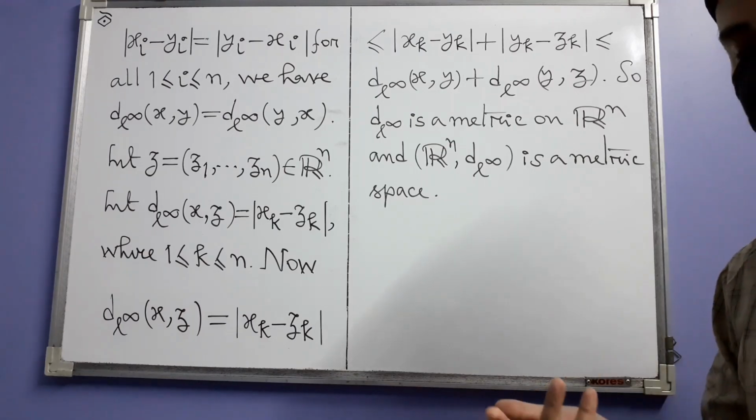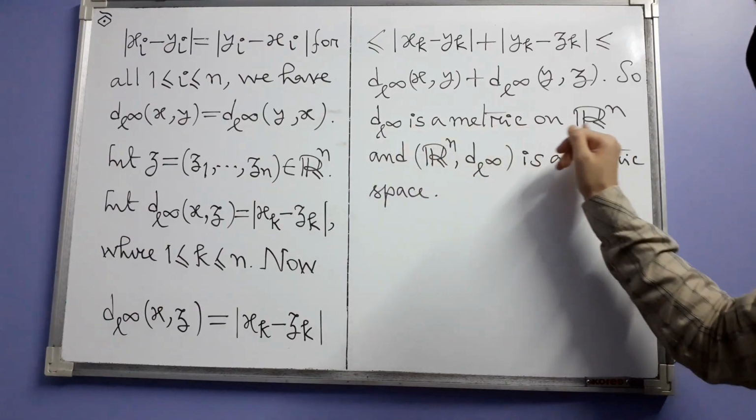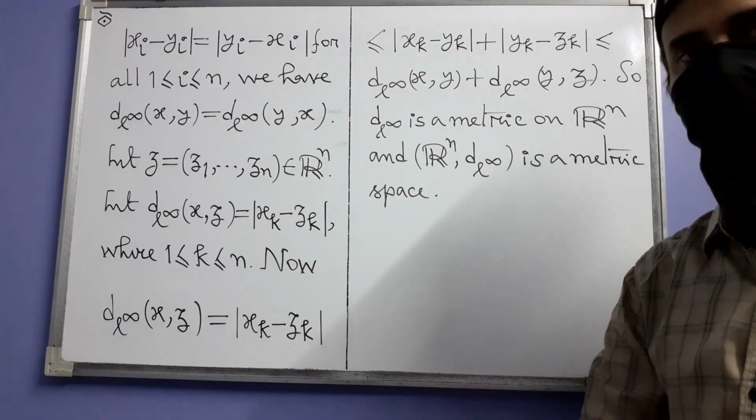We have verified all the four axioms, and so that makes d_L-infinity a legitimate metric on Rn, and so this pair is the metric space. That's the solution.